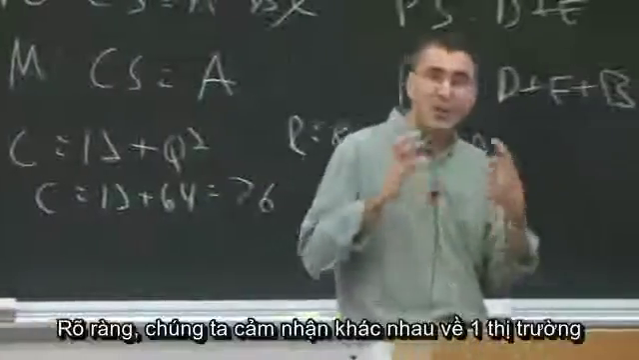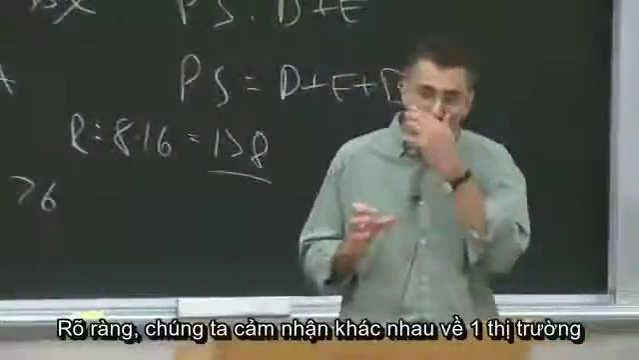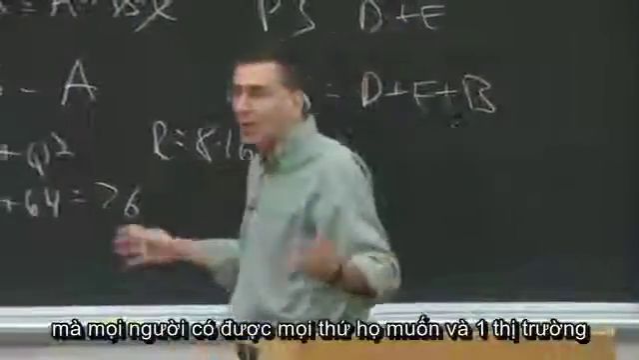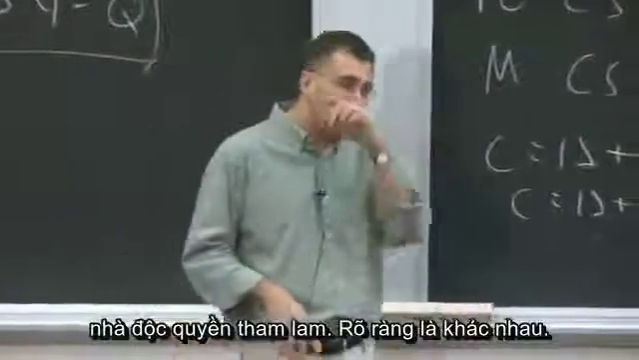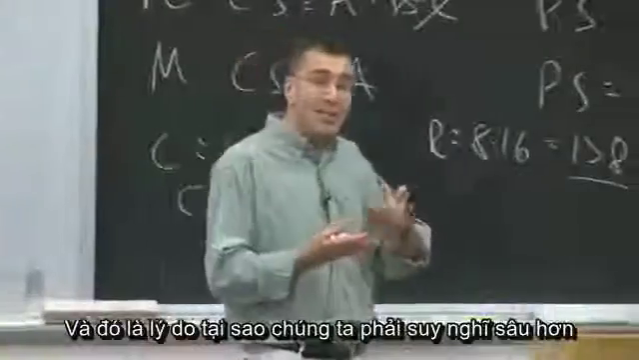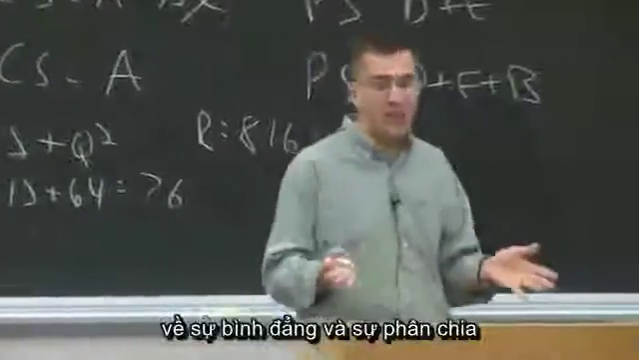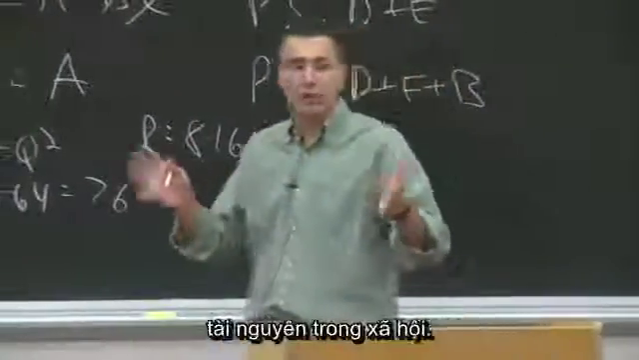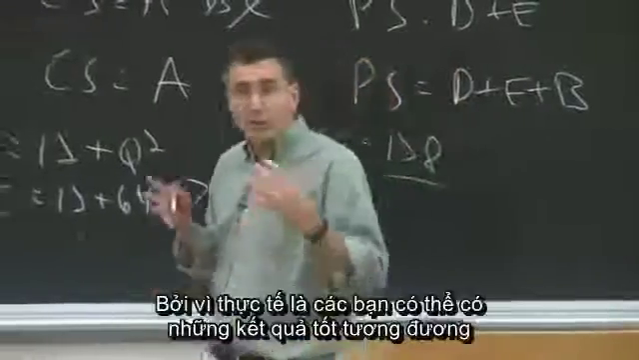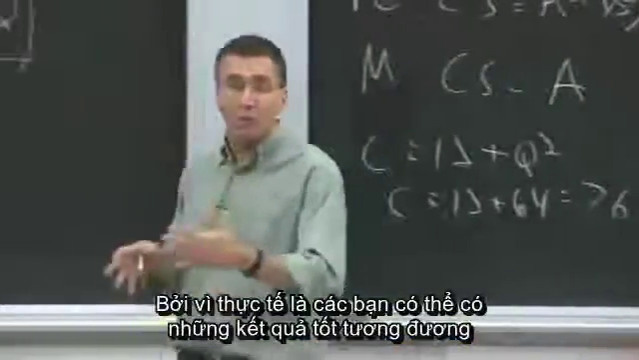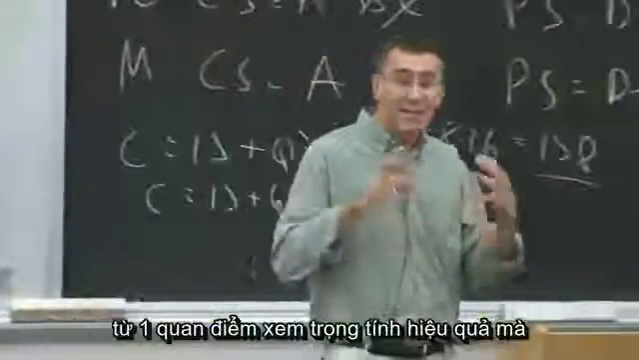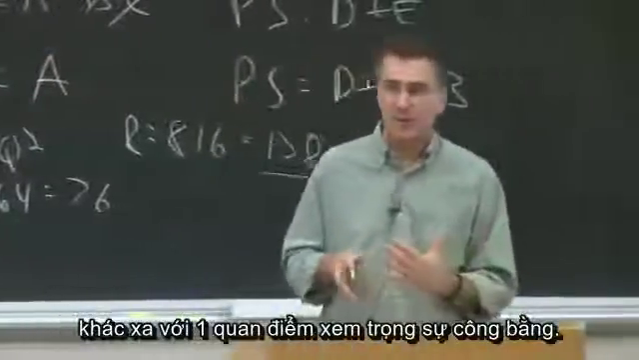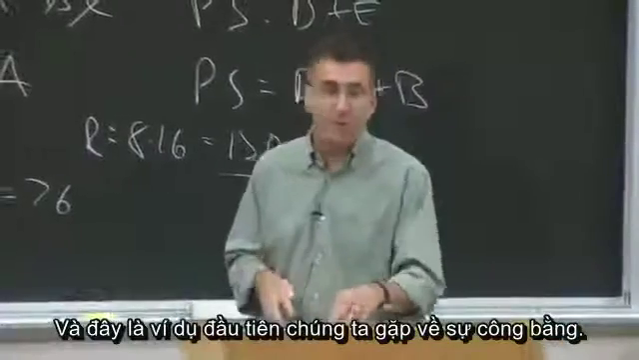Clearly, we don't feel the same way about a market where people get everything they want and a market where all they're willing to pay is sucked out of them by a greedy monopolist. Clearly, we don't. And that's why we're going to need to think more richly about equity and about the division of resources in society. Because it turns out that you can have equally good outcomes from an efficiency perspective that are very, very different from an equity perspective. And this is the first example we'll see of that.